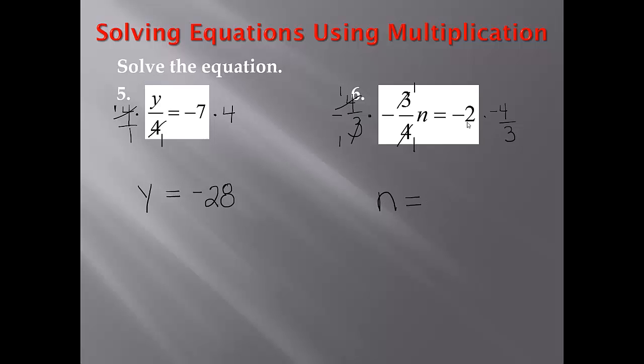And now we're going to multiply the right-hand side. Negative 2 is the same thing as negative 2 over 1. Notice that we have a negative times a negative, so our answer is going to be positive. So now we're going to multiply 2 times 4, which is 8. And 1 times 3 is 3. We already determined this was going to be a positive answer because a negative times a negative is positive. So our answer is n equals 8/3, which we could also simplify and say that n equals 2 and 2/3.